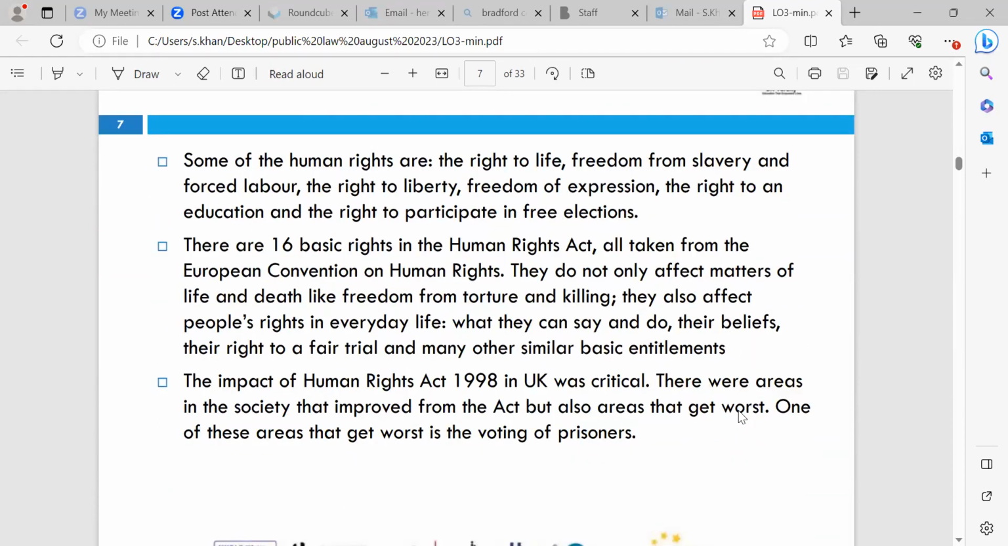Some of the rights are the right to life, the right to freedom from slavery and forced labour, the right to liberty, freedom of expression, the right to an education, and the right to participate in free elections. There are 16 basic rights within the Human Rights Act, all taken from the European Convention on Human Rights. They do not only affect matters of life and death, like freedom from torture and killing. They also affect people's rights in everyday life. They can say and do their beliefs, have the right to a fair trial, and many other similar basic entitlements.